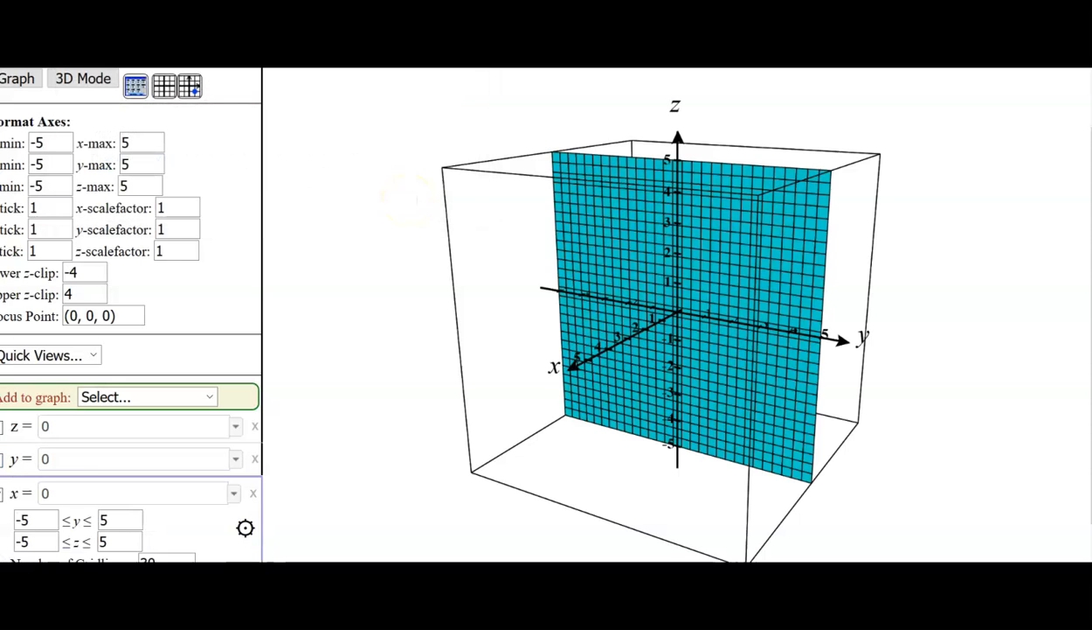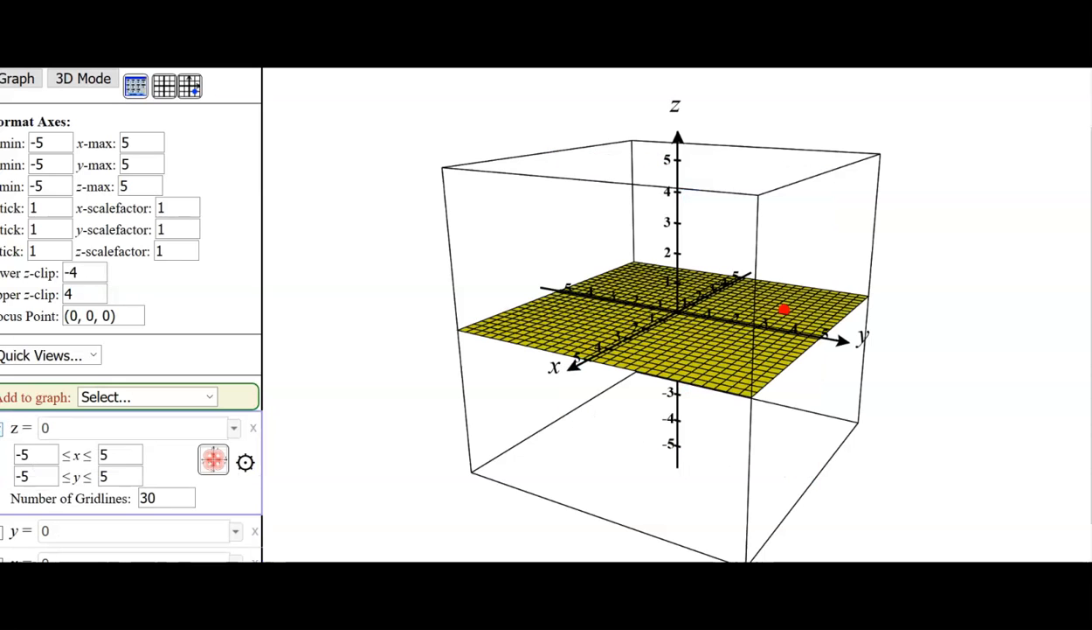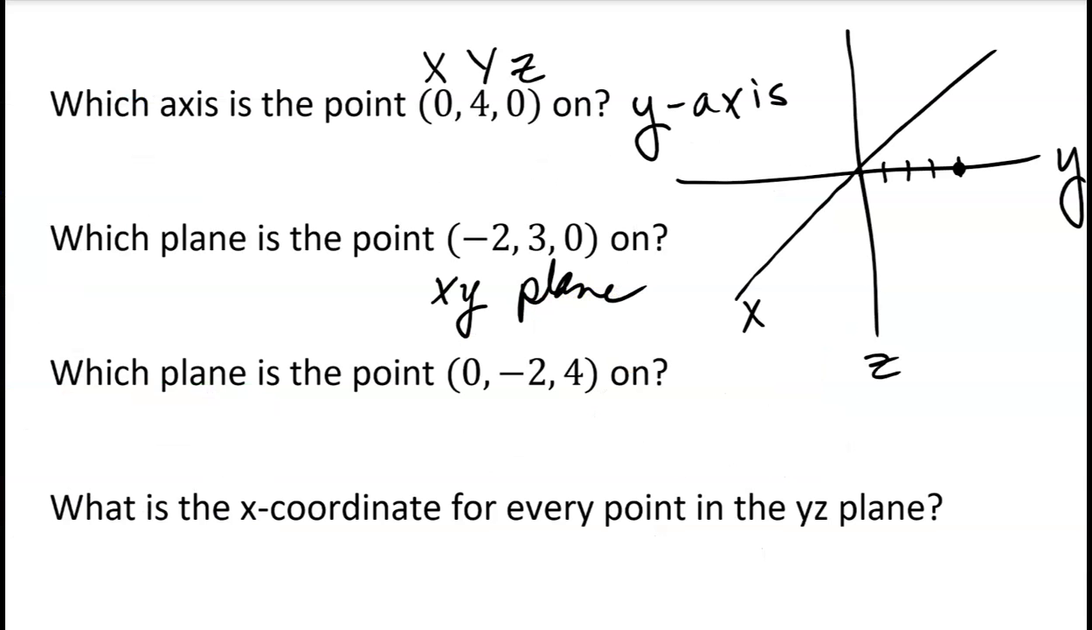And lastly, let's look at the yz plane. So the yz plane, the equation is x is equal to 0. And you can see that we are behind that because our x is less than 0. So our point sits on the xy plane.